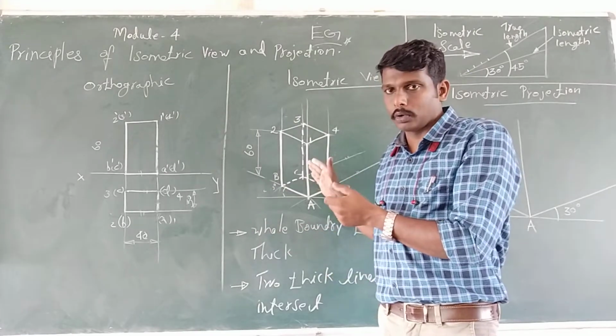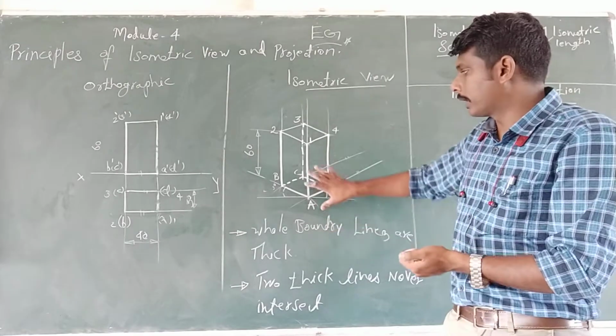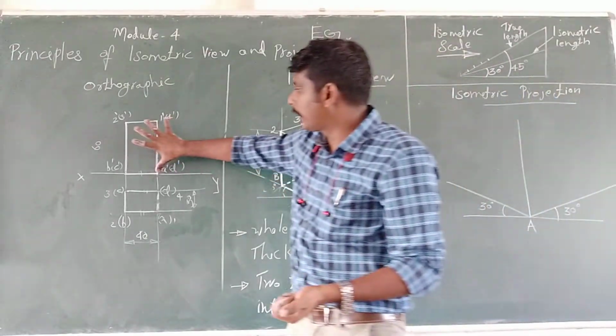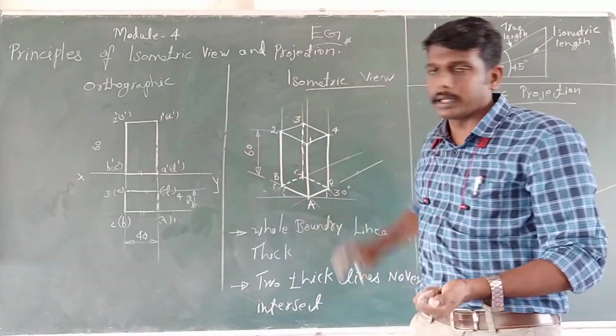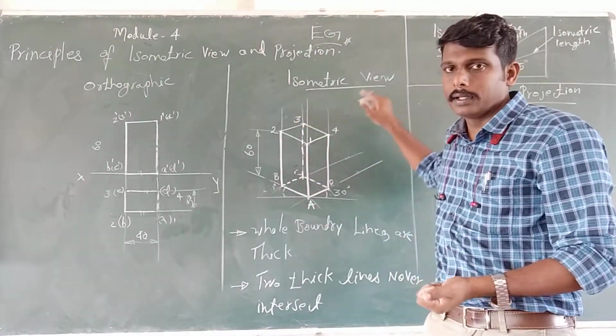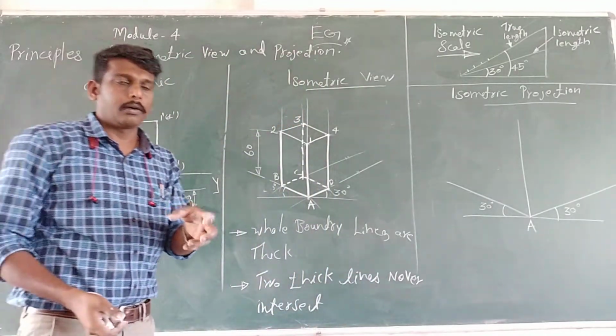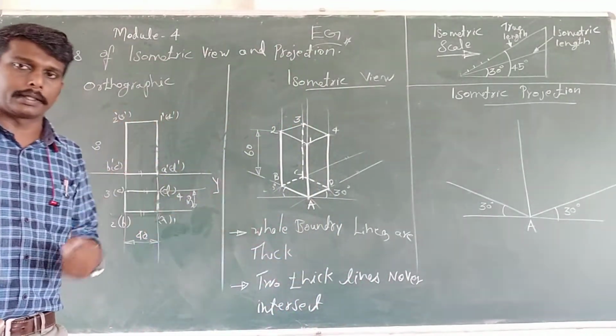But in isometric view, we are not considering the reduced length. We are taking the true length itself. All the lengths are taken as true length, and that is why it is called isometric view. Now, in isometric projection, we consider the reduced length.